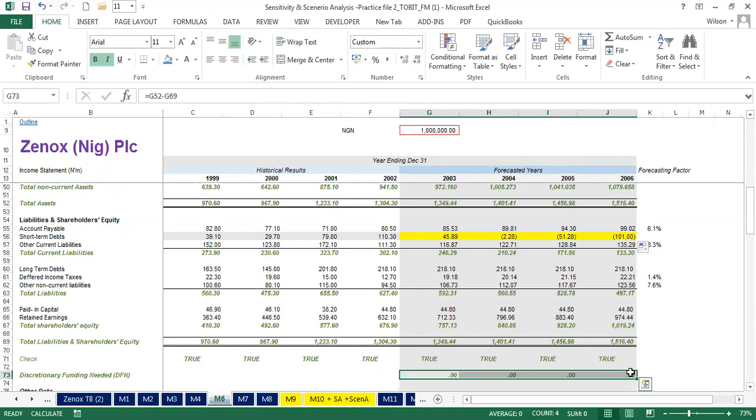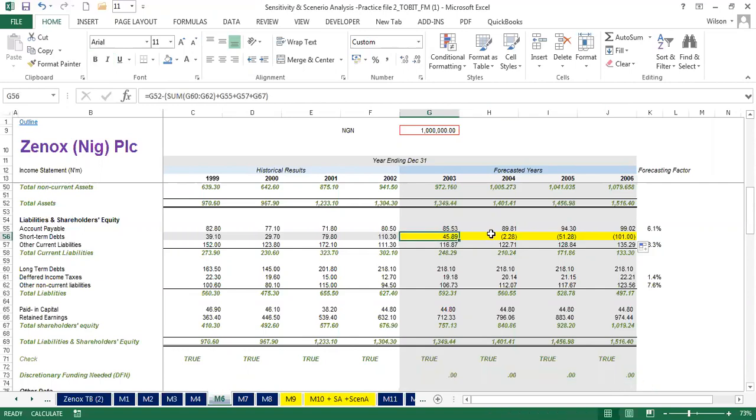Now we get to question 6, which has to do with changing the forecasting factor. We observe that in this model, short-term debt is negative. This does not actually make sense because short-term debt cannot be negative. It should be positive. Because what this means is that we are paying off more than we are owing for short-term debt, which is ideally not possible.